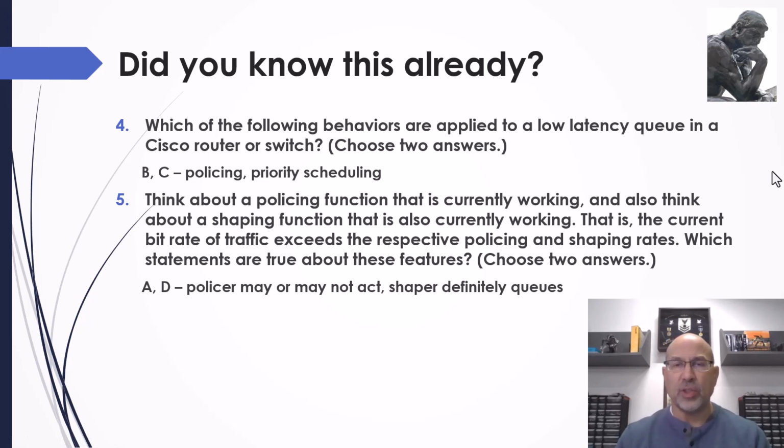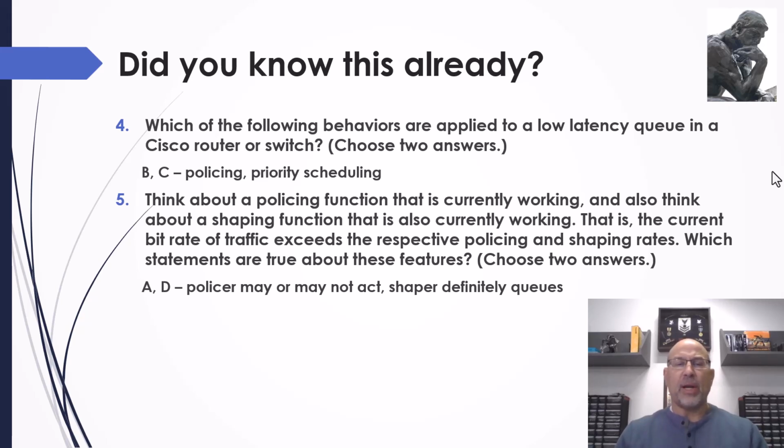Remember that we did questions 1, 2, and 3 in the last video. Question number 4, which of the following behaviors are applied to a low latency queue in a Cisco router or switch? Remember that these are the ones that have low packet loss, low latency, low jitter requirements. We could do policing, right? We could keep those queues at a particular level, and we could also do priority scheduling for those queues. The minute you have something that's in LLQ, we're going to have priority scheduling for that queue.